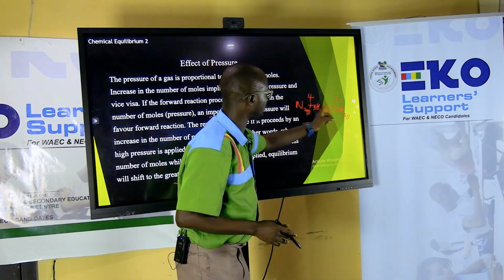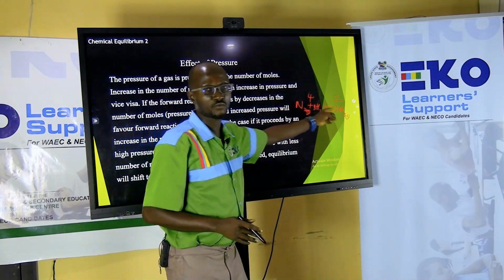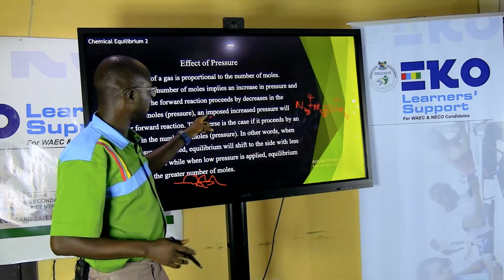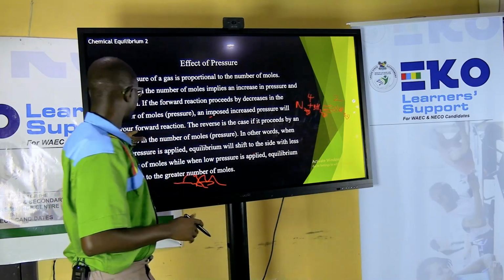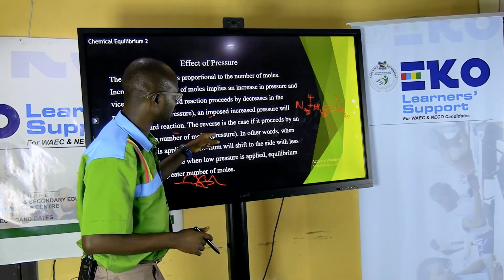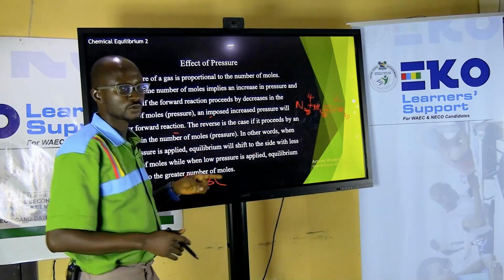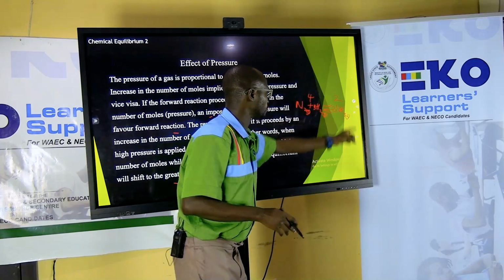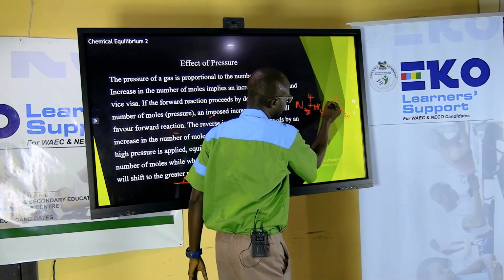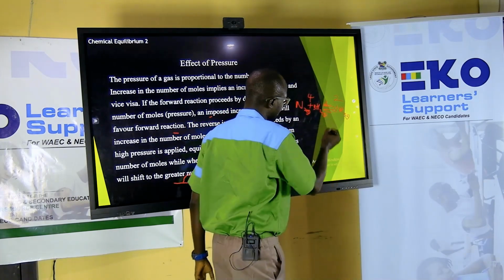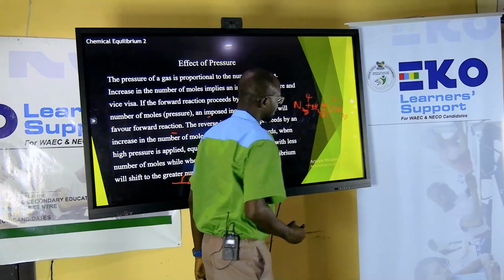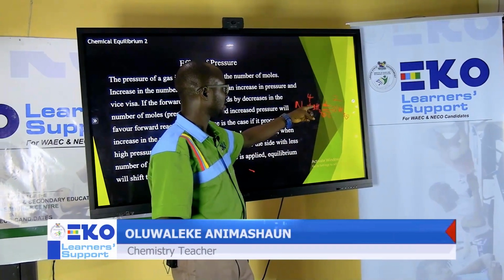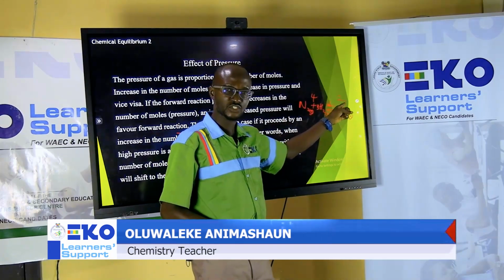So the forward reaction involves reduction in the number of moles. So that is what we are saying here. An imposed increased pressure will favor the forward reaction, for decrease in the number of moles. We can represent it like this. Forward reaction is decrease. Backward reaction is increase. So it's only increase in pressure that can favor forward reaction.